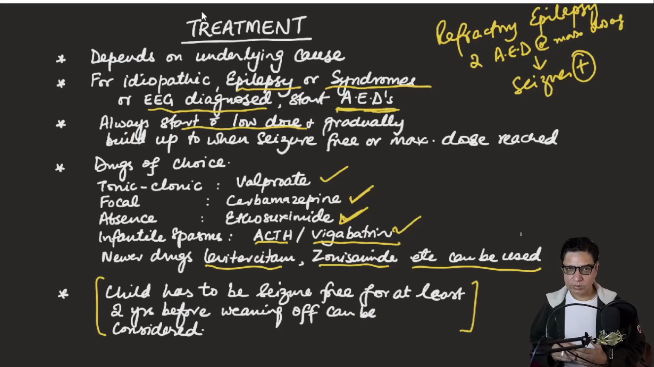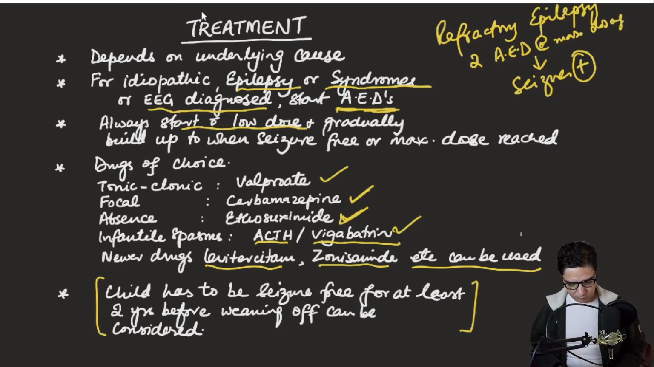Sometimes the child might not be seizure free even despite reaching the maximum dose of one drug. So monotherapy is recommended, but sometimes monotherapy might not work because of complex underlying reasons. So once you have reached the maximum dosage of one drug and it's not working, then it's time to start a new drug. So a second drug has to be started. And then again, you will start with the same principle. You start with the lowest dose and you gradually build up.